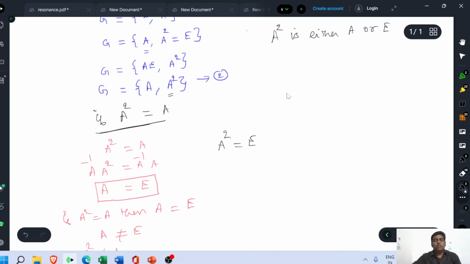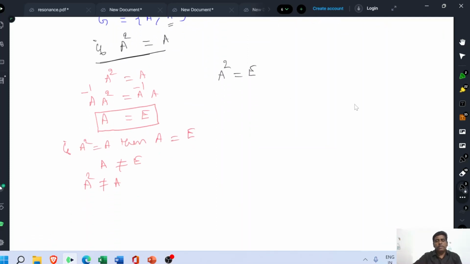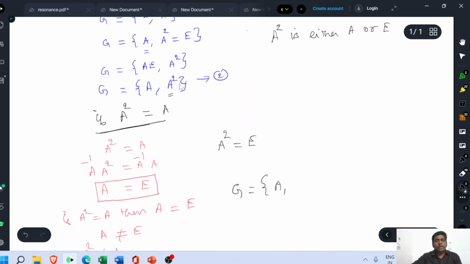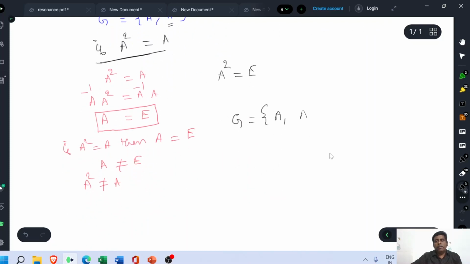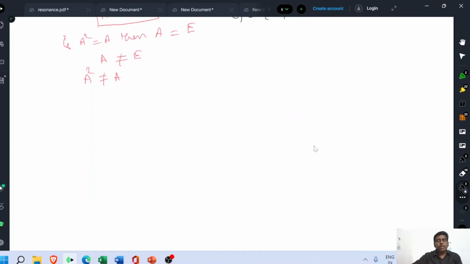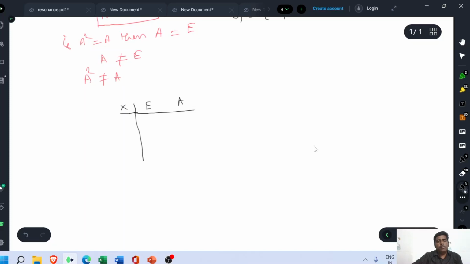Now the group is modified as G equal to the first element A, and the second element A square, where the value of A square is equal to E. Now we can construct a multiplication table with the help of these two elements, E and A. See here multiplication, E, A. E into E is E, E into A is A. Here A into E is A. Then A into A is A square. We already proved that the value of A square is equal to E.